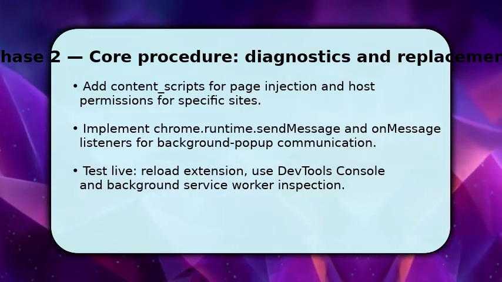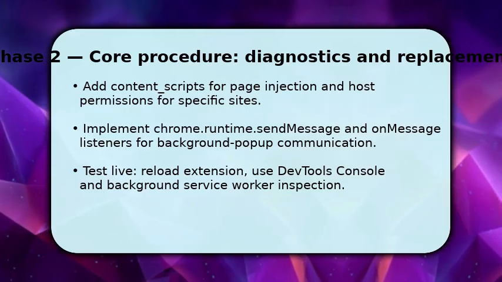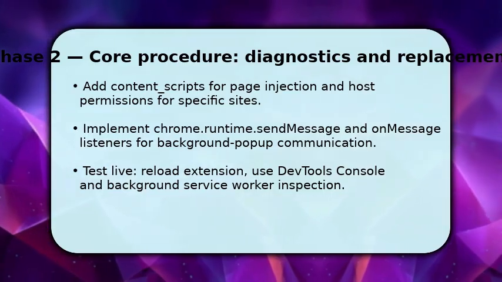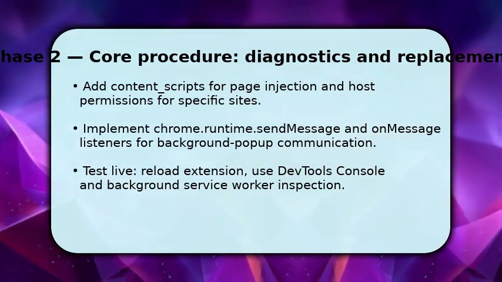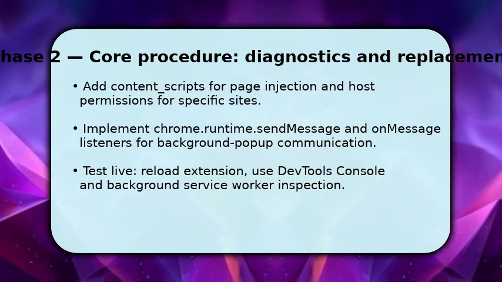Once implemented, reload the unpacked extension and open DevTools for the active tab and the service worker to watch logs and errors. This helps you iterate on edge cases and permission flow.